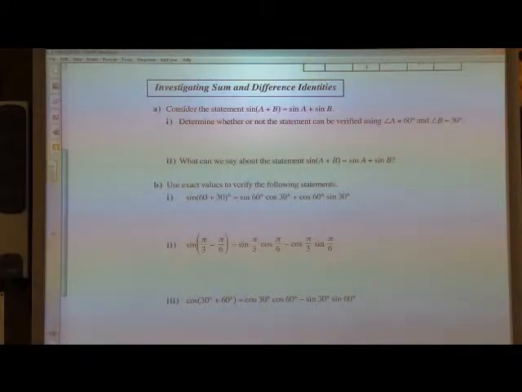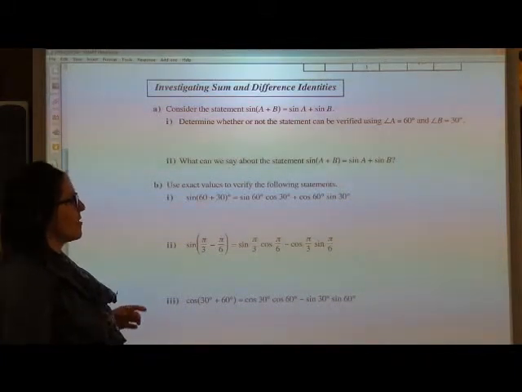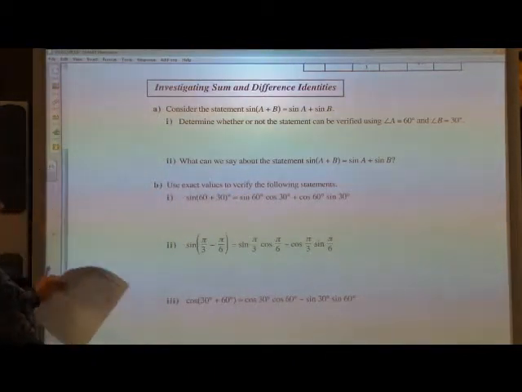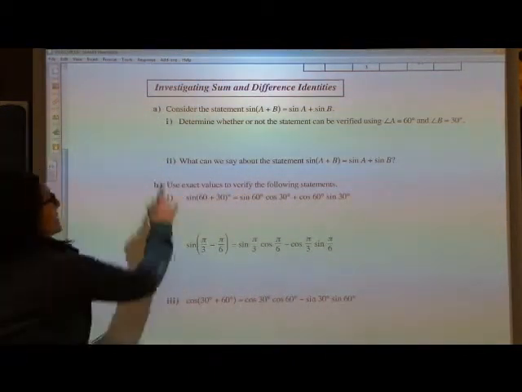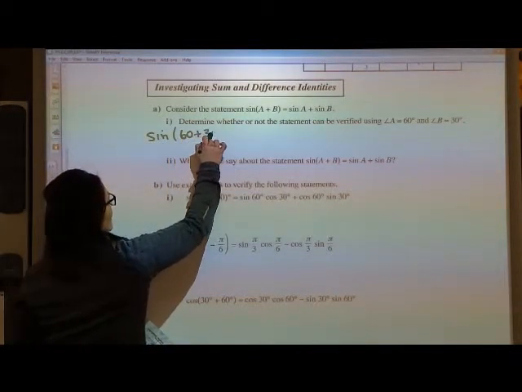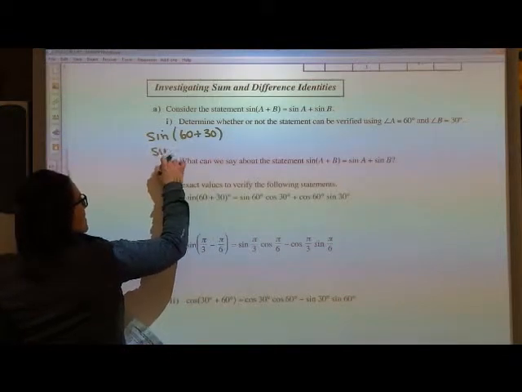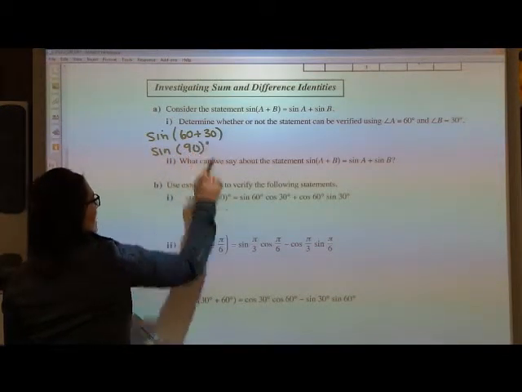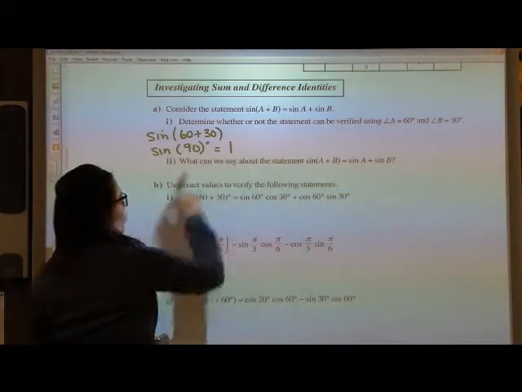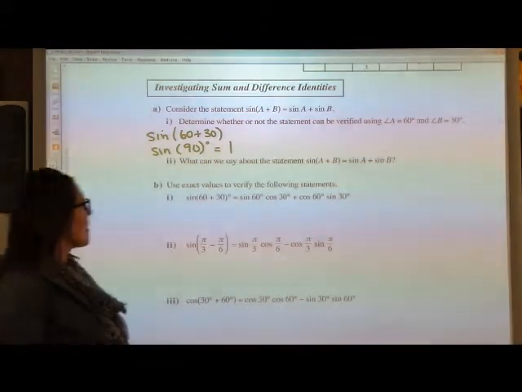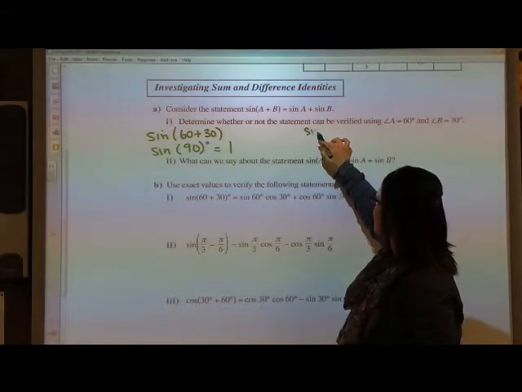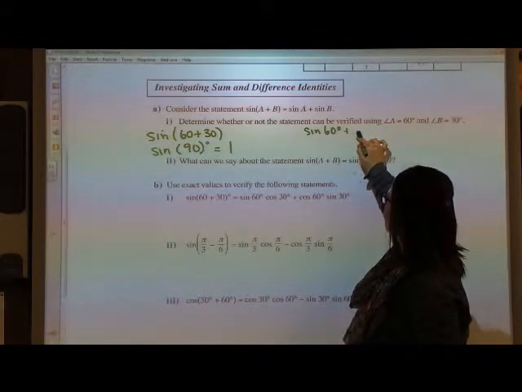It says determine whether or not I can verify the statement if angle A is 60 degrees and angle B is 30 degrees. So the left-hand side says that I go sine 60 plus 30, which would be 90 degrees, and the sine of the 90-degree angle is equal to 1. Then if I look at the right-hand side, I've got sine 60 plus sine 30.